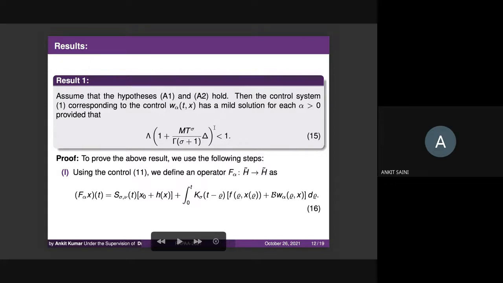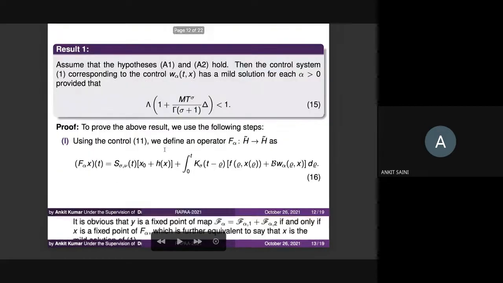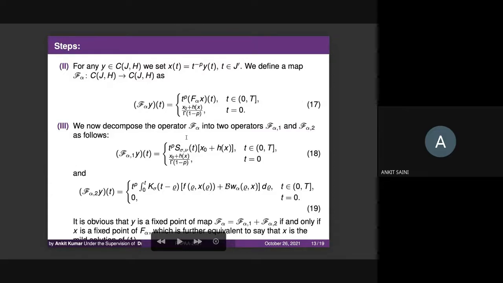Due to the time constraint and the lengthy proof, we just show here the steps which I have followed to prove this result. First, we define the control function. And with the help of the control function, we define an operator F alpha in equation 16. We define this operator in such a way that the fixed point of this operator will become the solution of the main system. Next, we define another operator associated with the operator defined in equation 16 in equation 17 and decompose this operator F alpha in two parts, F alpha 1 and F alpha 2, defined in equation 18 and 19, to apply the Krasnoselskii fixed point theorem to show the existence of the solution of the system.